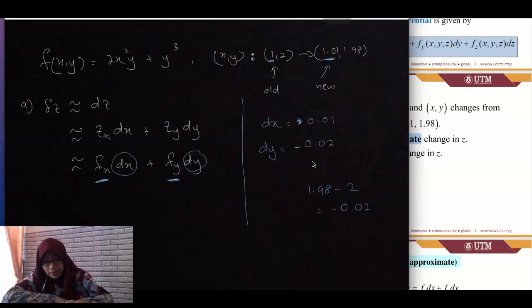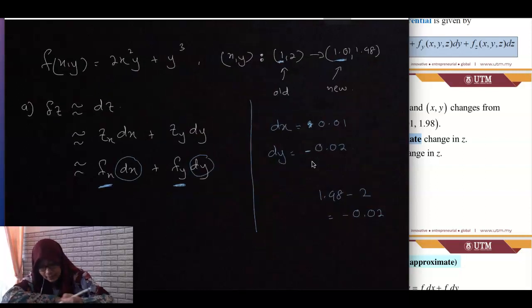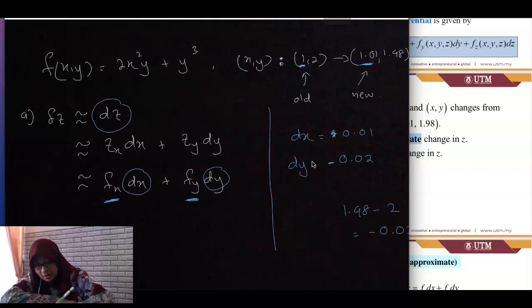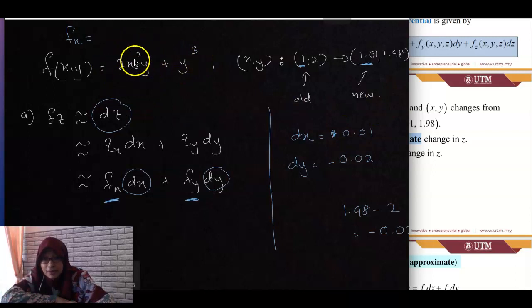So now what you have to do is use the total differential. Your dz now is, what is fx? You have to differentiate your function with respect to x. Now you have two terms here. For the first term, you have 2x squared. You have x squared here, and the rest are constants.